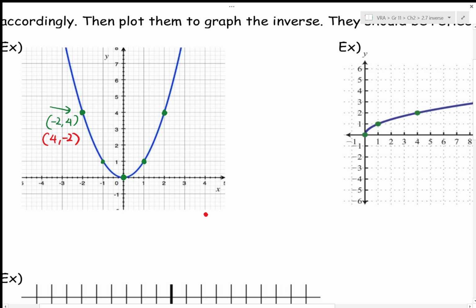Then the next one is at negative 1, 1, and that switches to 1, negative 1, which is right there. Now 0, 0 switches to 0, 0, there's no change. 1, 1, there's no change. And then again we have 2, 4, that changes to 4, 2. So the rest, we basically follow the order, right? Always follow the same order in terms of graphing. So this is our inverse function of the blue one.